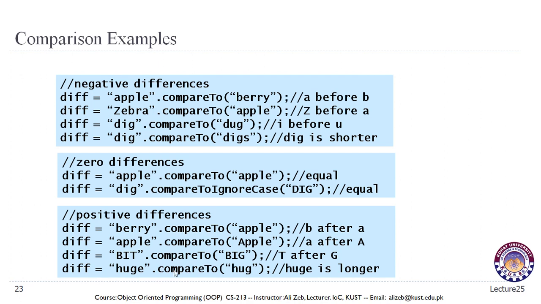The first two characters in this one are the same, but since T comes after G, this should return a positive number. And similarly, this should return a positive number, since huge compared to hug, huge is the longer one over here.